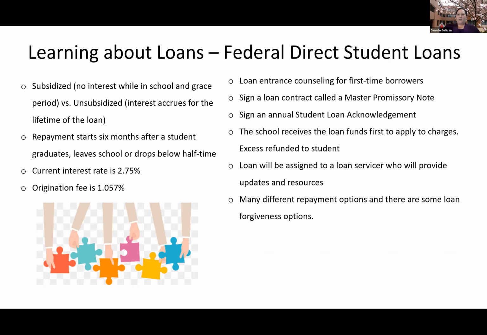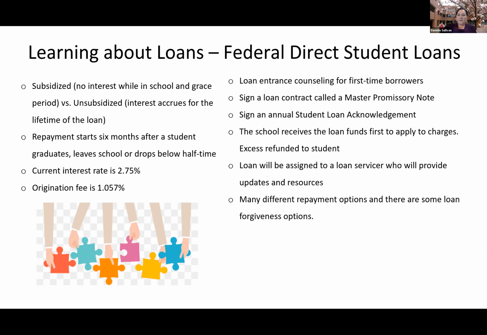And then you sign a wonderful contract called a master promissory note. It's the same thing as going into a bank and borrowing a loan: you sign on the dotted line. It's good for 10 years, so the student does not have to do it every single year. But new for this year, the student will have to sign an annual student loan acknowledgement, because the master promissory note lasts 10 years. Once you do that and the entrance counseling, all you have to do at WSU to get a loan is click accept in the system, and boom, you've got it.